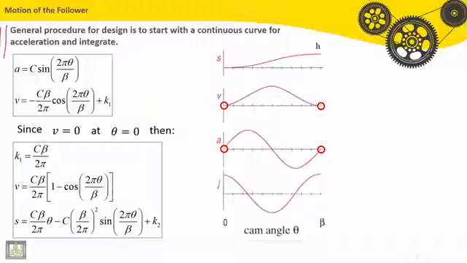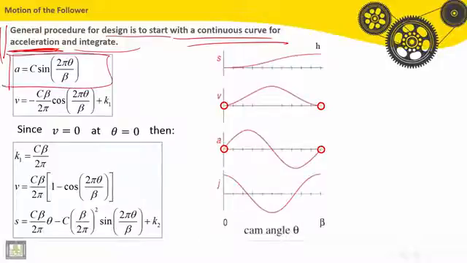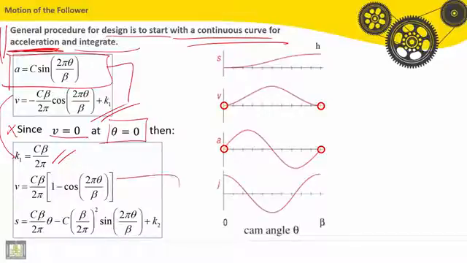It is bad cam design too. The general procedure for design is to start with a continuous curve for acceleration and integrate. Here we have a continuous function for acceleration. We integrate to get the velocity. Since the velocity is equal to 0 at theta equals 0, we can find the first constant related to the velocity, and then we can find the position function.